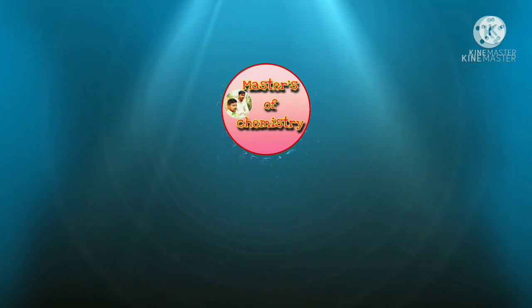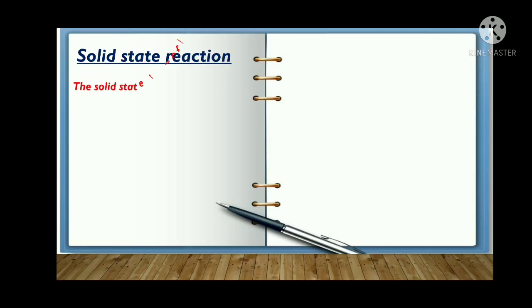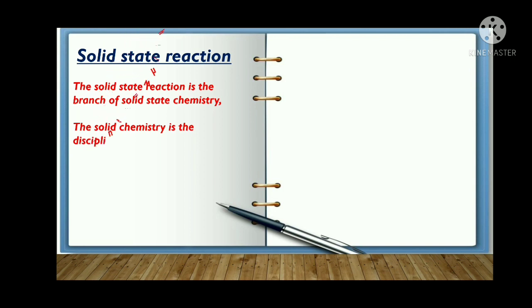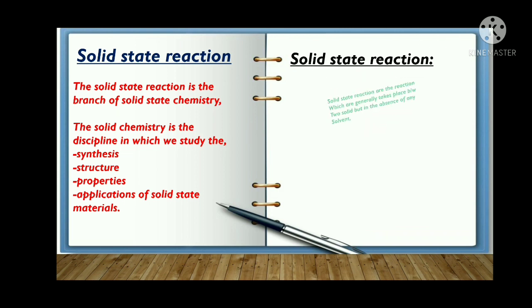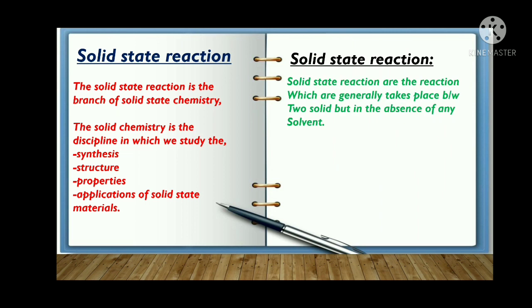So solid state reactions are a branch of solid state chemistry. Solid state chemistry is the discipline in which we study the synthesis, structure, property and application of solid state materials. So let's define what a solid state reaction means. A solid state reaction is a reaction which takes place between two solids or more than two solids, in the absence of any solvent.